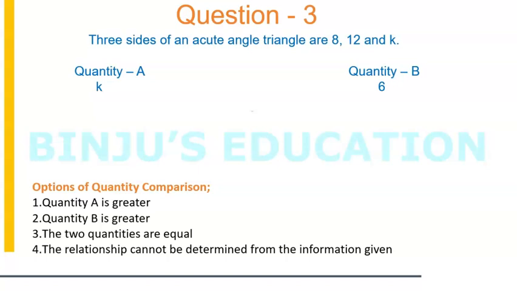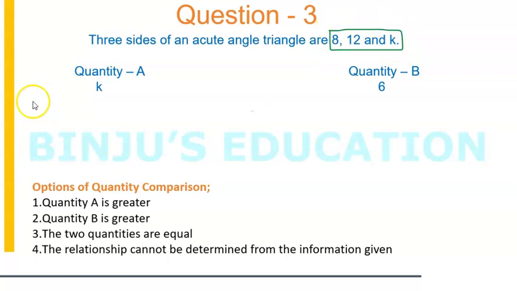Okay, let's see how we can solve this one. Three sides of an acute angle triangle are 8, 12, and k. Quantity A is k and quantity B is 6. Now, three sides are 8, 12, and k. First let's figure out what the value of k will be, then we'll come to the quantity part later on.